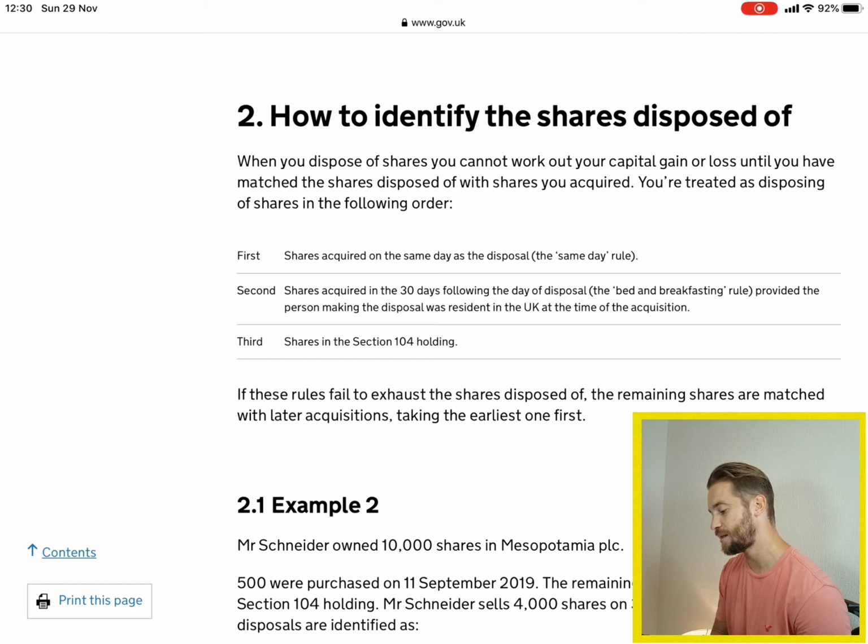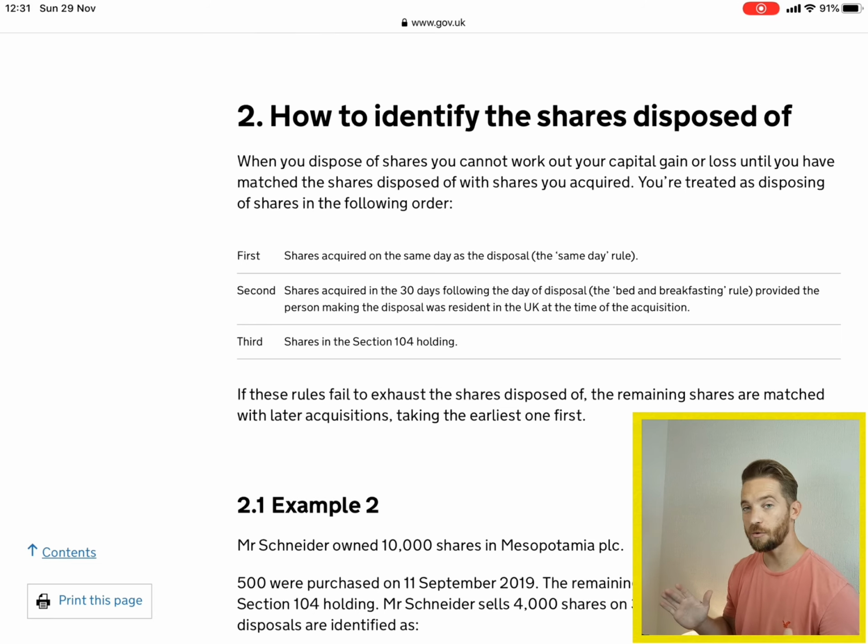You're treated as disposing of shares in the following order. So these are your share matching rules. When you make a gain, you need to come to these rules and check if any of them apply to you first. So when you're calculating the cost of the shares that you've just sold, you're going to do it in a certain order and you'll need to refer to these rules to check if any of them apply.